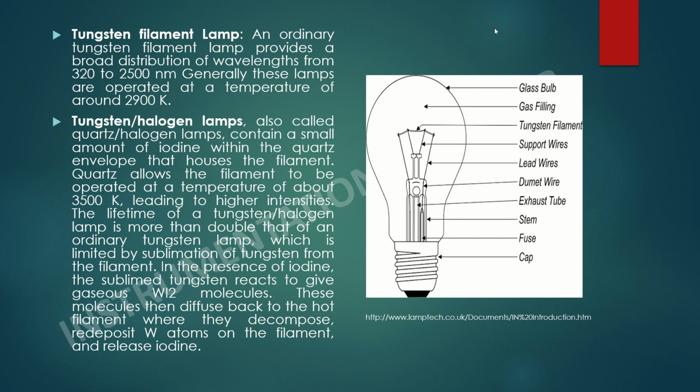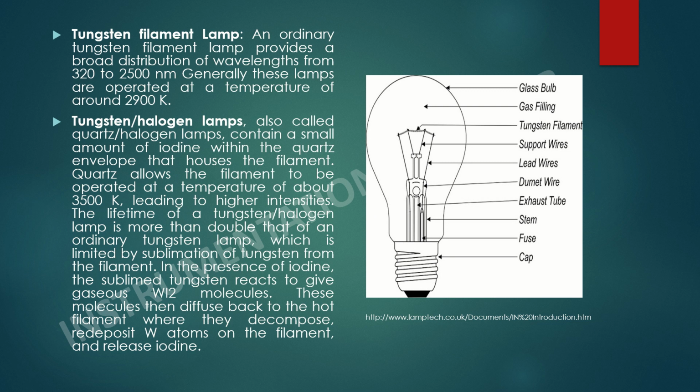The next is the tungsten filament lamp, which produces wavelengths from the region of 320 to 2500 nanometer. We need only 320 to 800 nanometer for the visible region. These lamps are operated at 2900 Kelvin. The demerit of these lamps is that the lifetime is very less due to sublimation of tungsten.